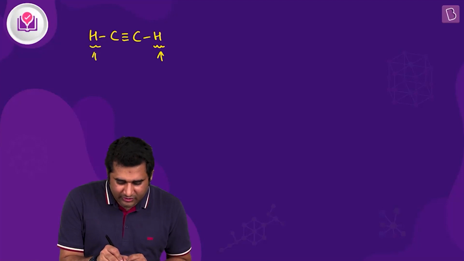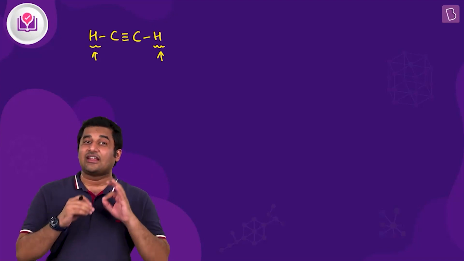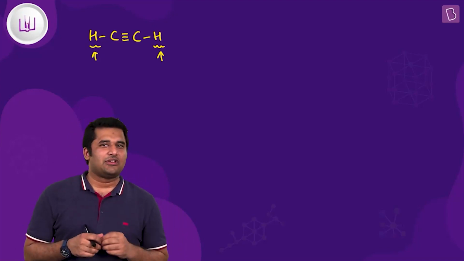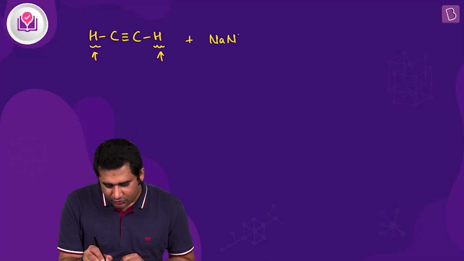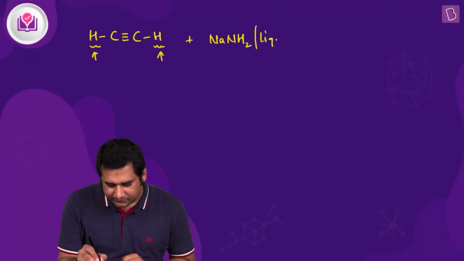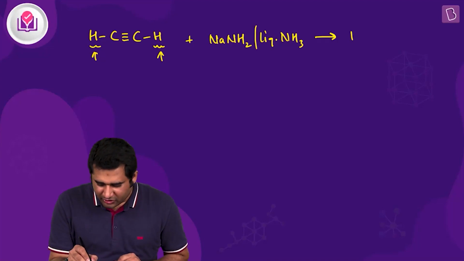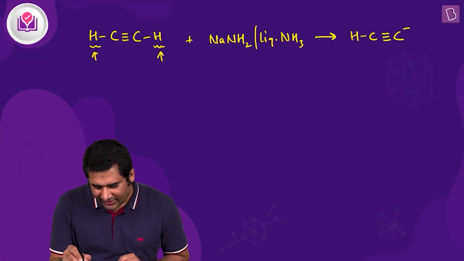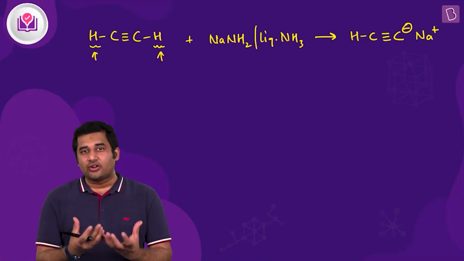So first of all, what we have is ethyne. So you can see this is ethyne. Now the important thing here is these two hydrogens of ethyne, or you can say for any terminal alkyne, the hydrogen of the terminal carbon is acidic in nature. Now when it is made to react with NaNH2 in the presence of liquid ammonia, an acid-base reaction will take place, leading to formation of HC≡C⁻ Na⁺, and along with this there will be release of ammonia.